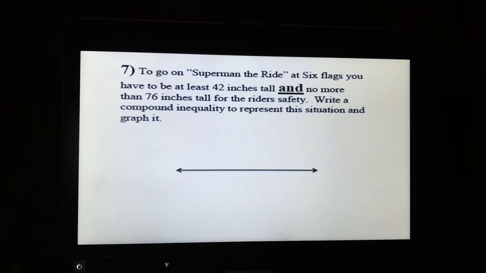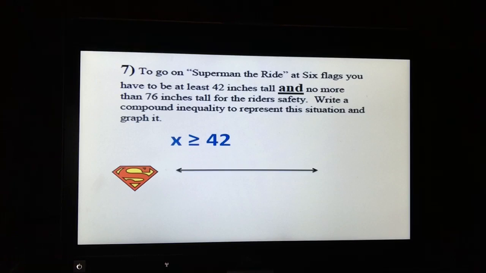Write a compound inequality to represent the situation and graph it. So here we go, the Superman ride. Now, again, this has 2 different inequalities in there, and you notice that these are the same inequalities as number 5 and number 6. So the first part right here where it says you have to be at least 42 inches, that's from number 5.